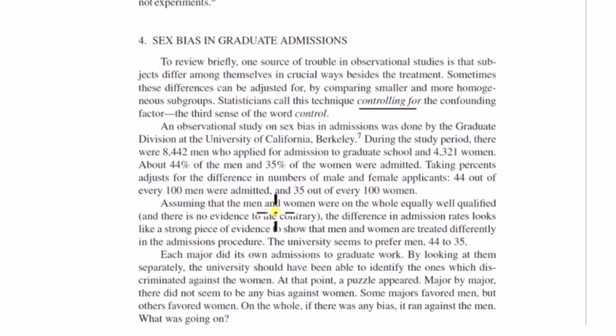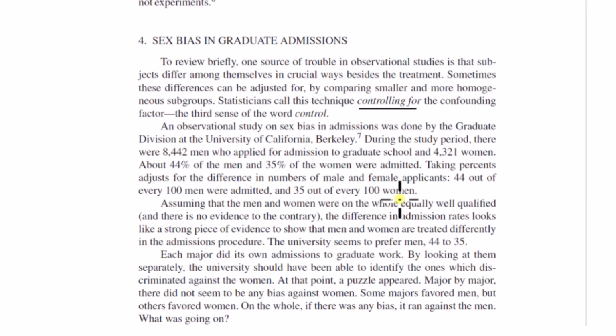Assuming that the men and women were on the whole equally well qualified, and there's no evidence to the contrary, the difference in admission rates looks like a strong piece of evidence to show that men and women are treated differently in the admissions procedure. The university seems to prefer men, 44 to 35.